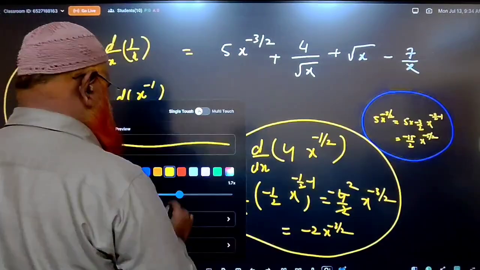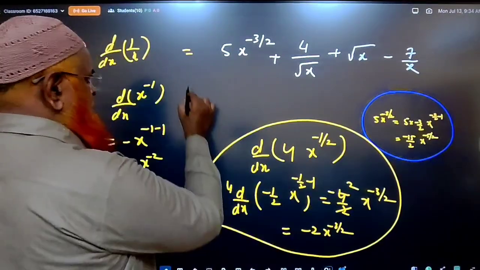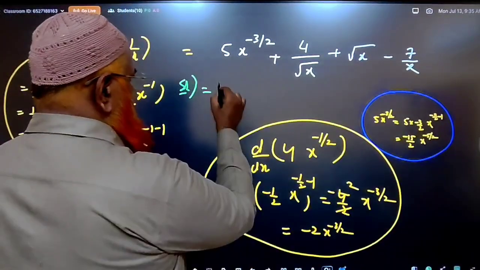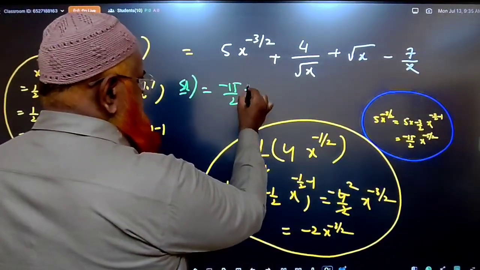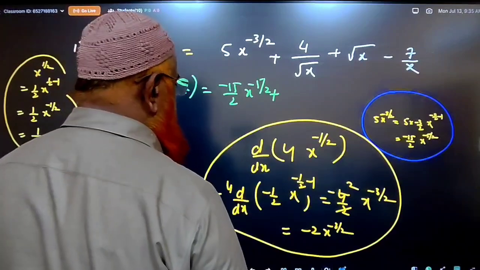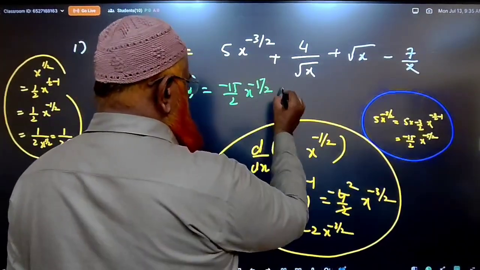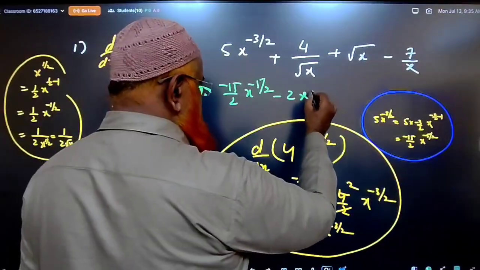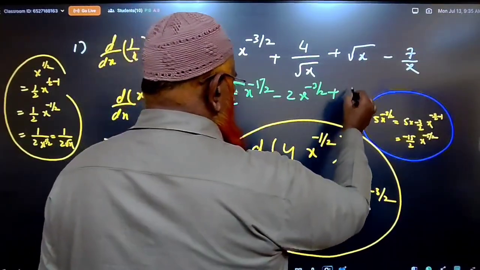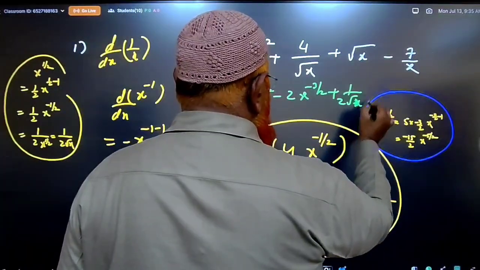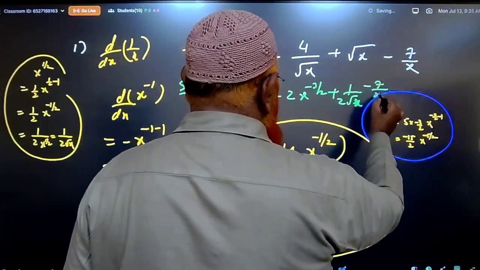Now the solution. So the solution for this is going to be how much? The first term gives minus 15 by 2 x power of minus 5 by 2, plus 4 by root x gives this. So 5 by 2 minus 2x power of minus 3 by 2 plus 1 by 2 root x, 1 by 2 root x. This is minus 7 by x square.